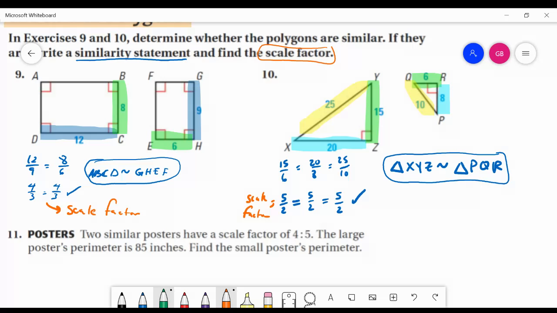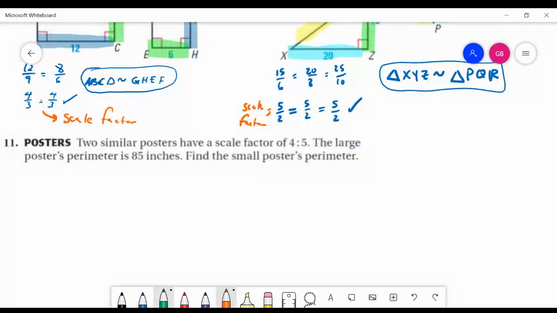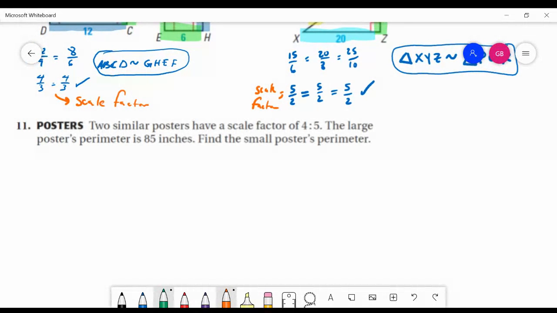Okay, once you simplify the fraction, that will be your scale factor. Okay, 11. Two similar posters have a scale factor of 4 to 5. The large poster's perimeter is 85 inches. Find the smaller poster's perimeter.